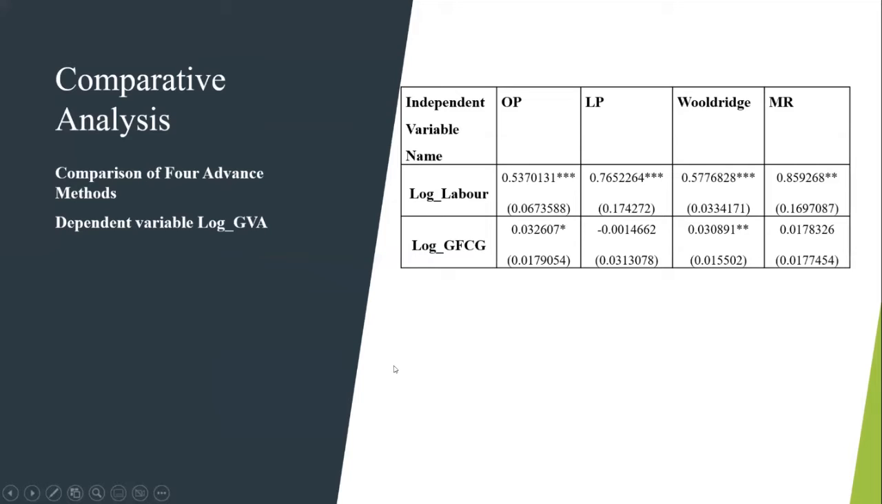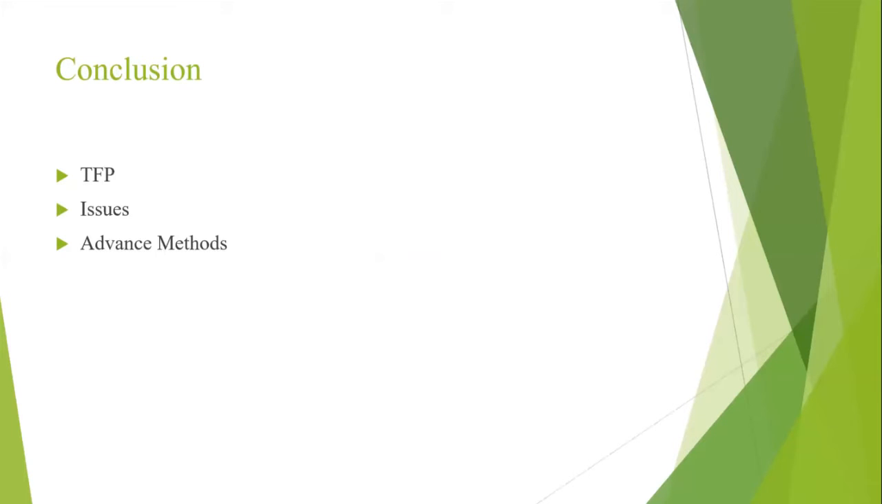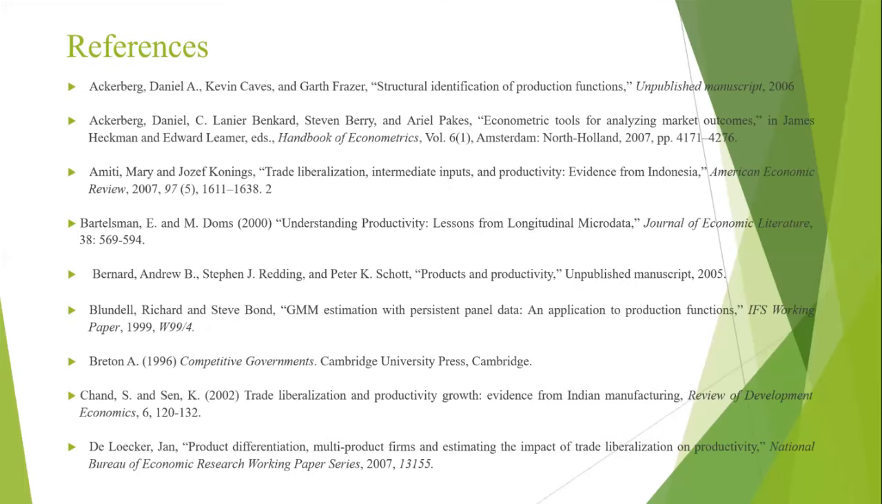Next, when it comes to capital, it is significant in 2 methods only. Again we are saying that we are still a capital-scarce country, and we are importing technology from outside countries. This is also one of the conclusions. To conclude my part, I have estimated total factor productivity for Indian states, and I have used 4 advanced methods to do that. These are my references. Thank you.